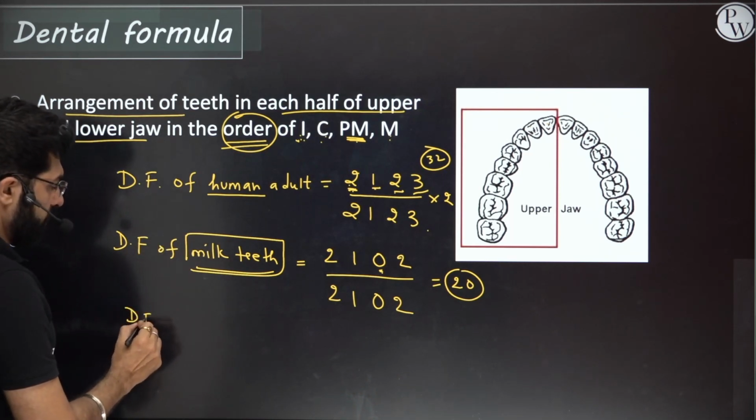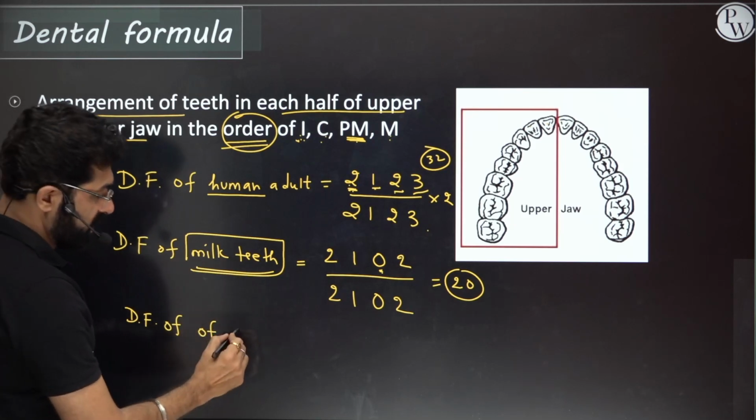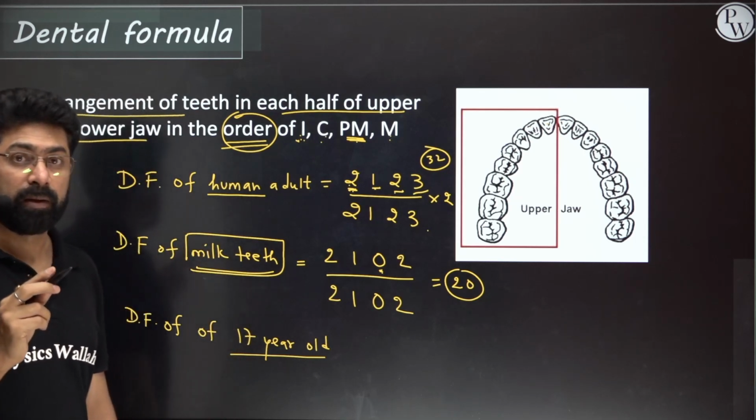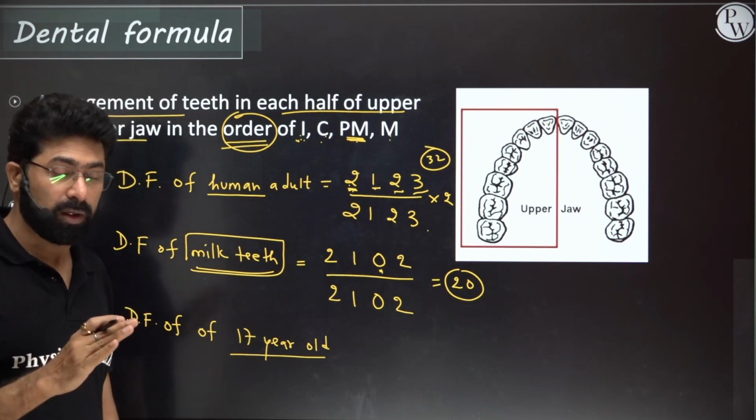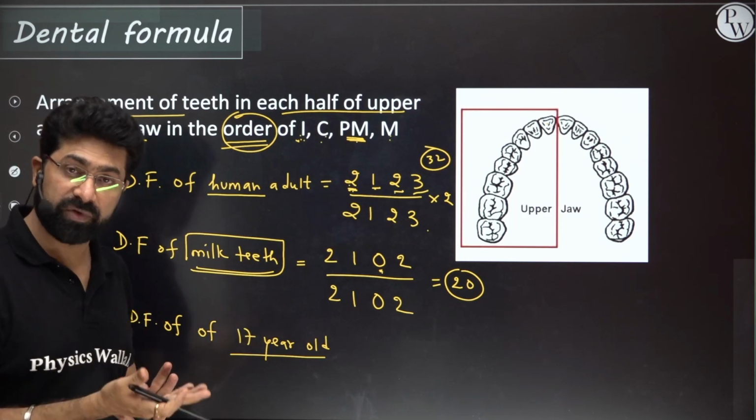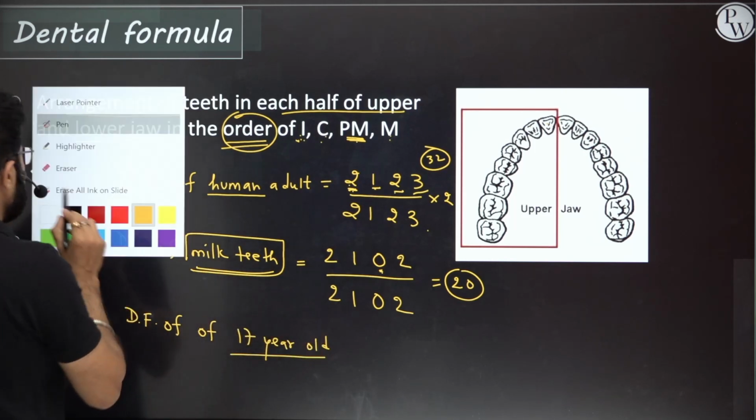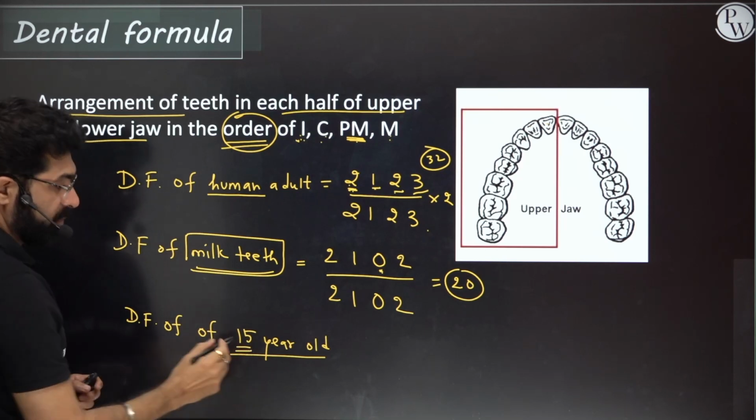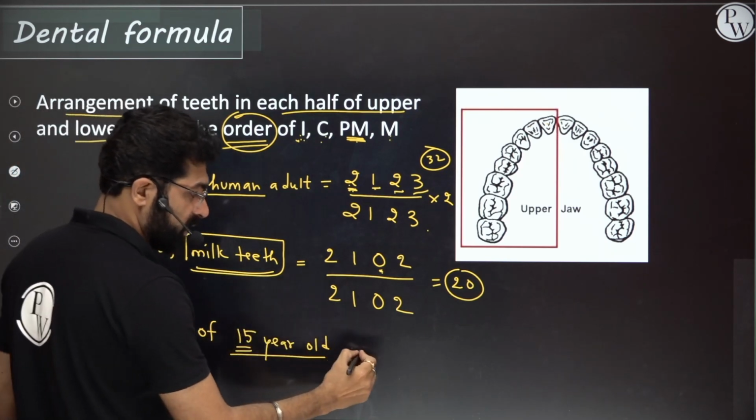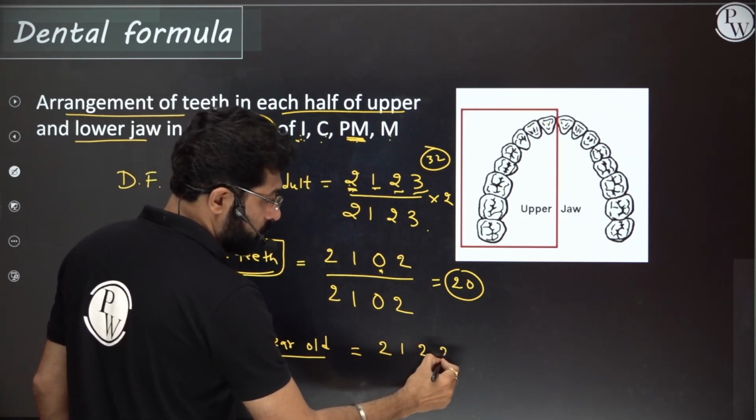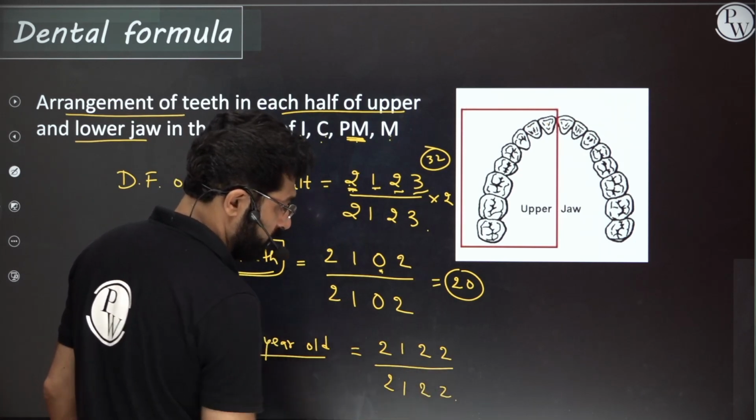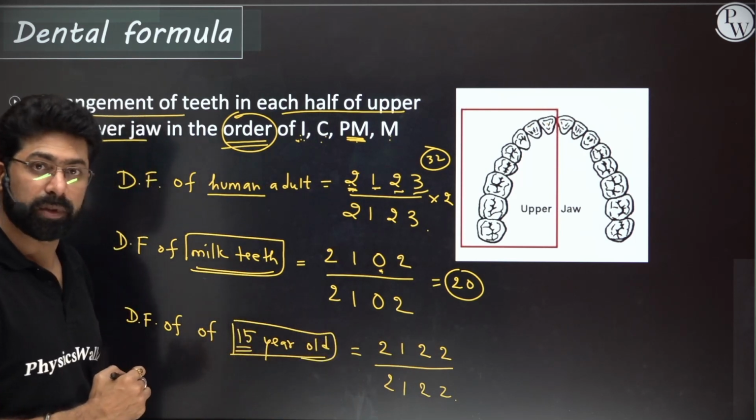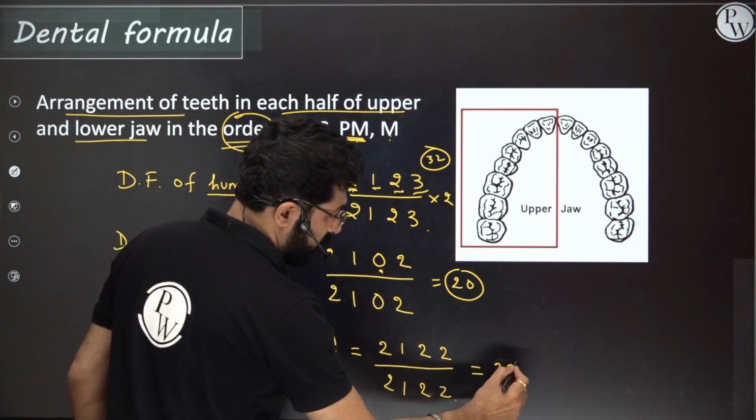Now, dental formula of a 17-year-old, if you write. As we talked about, a 17-year-old may have a wisdom tooth or may not have. So let us do one thing. Let us write 15-year now. If I write 15-year-old, that means the wisdom tooth will not be there. Rest other teeth he will have. So it will be 2-1-2-2 upon 2-1-2-2. That means the wisdom tooth has not come. Rest all other teeth are there, but the wisdom tooth has still not come. Correct? So this set of teeth will have around 28 teeth.